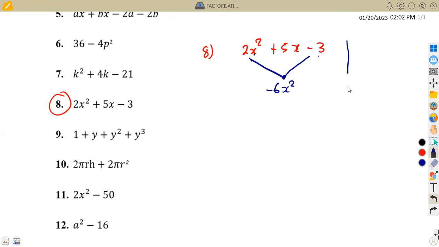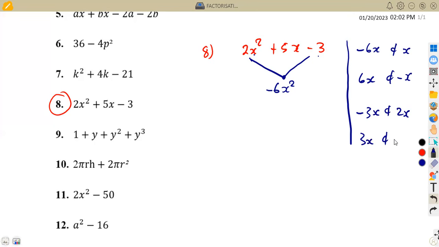So we can try; it's actually trial and error. List the factors of negative 6x squared. We've got negative 6x and x. We have positive 6x and negative x. Since the product is supposed to be negative, one is supposed to be positive and the other negative. We have negative 3x and 2x, or positive 3x and negative 2x. So you list those factors, then you try adding each pair to see where we are going to have the middle term, that's a plus 5x if you add.